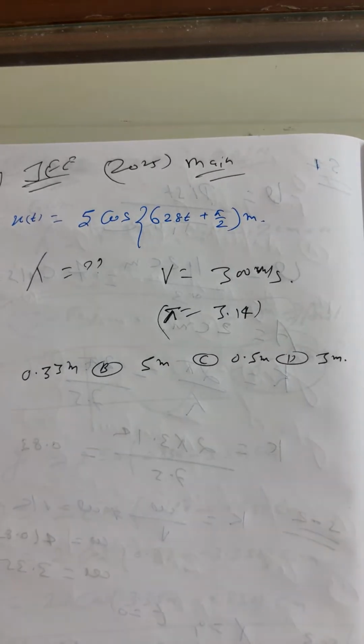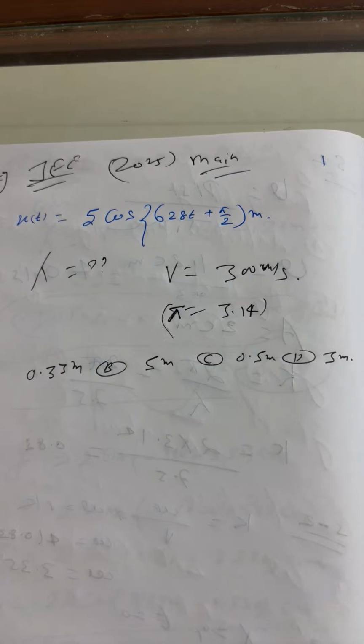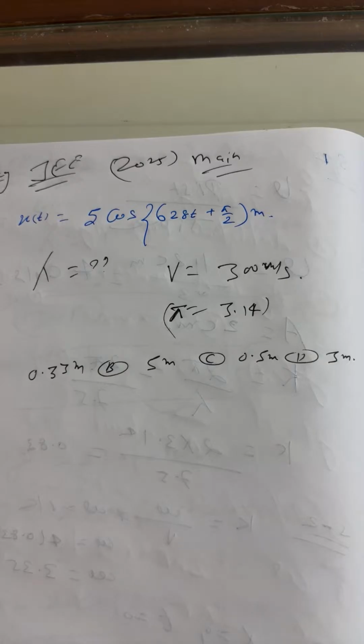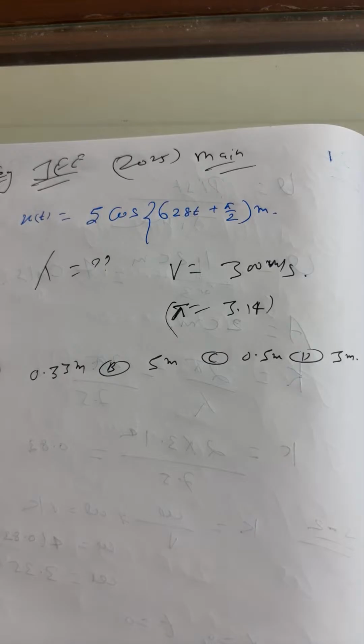Okay, answer the question here. Displacement is expressed in terms of t, that is mentioned in this question. The wavelength of the wave when its velocity is 300 meter per second. So you need to find the wavelength.